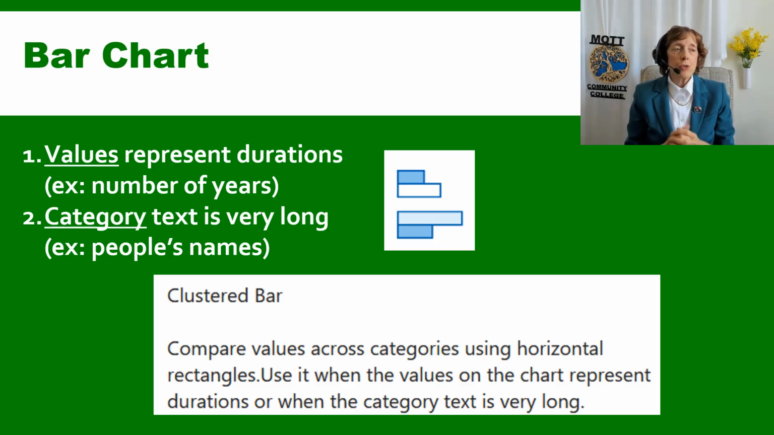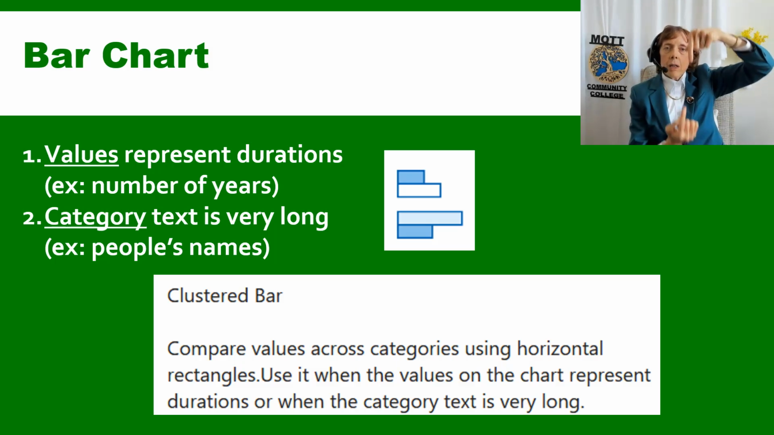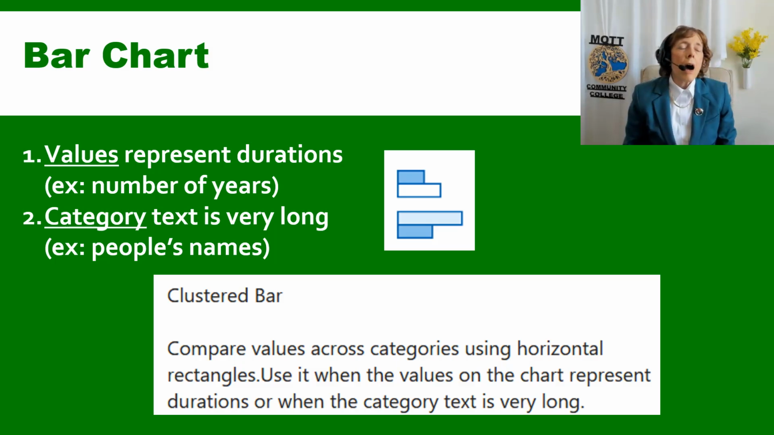The two best times to use one is when the values represent durations. In other words, for how many years, and you have 20 years' worth, and if you try to put 20 years on a column chart, it's going to be a pretty big line. The second is when the category text is very long. So for example, people's names, and I actually put an example in here. You'll see it in a second.